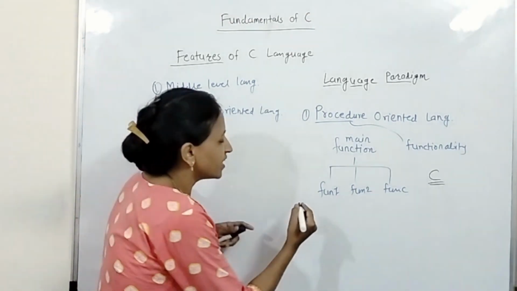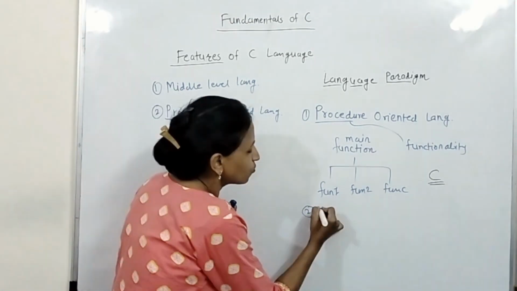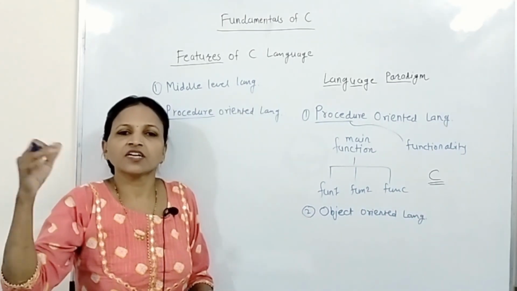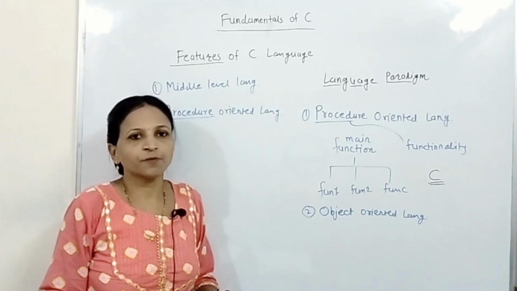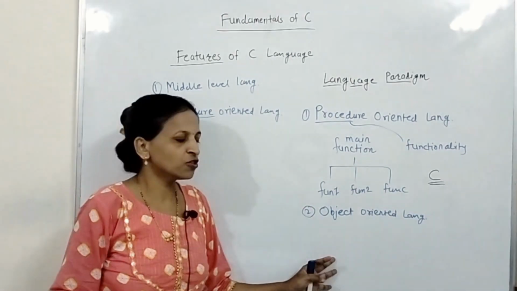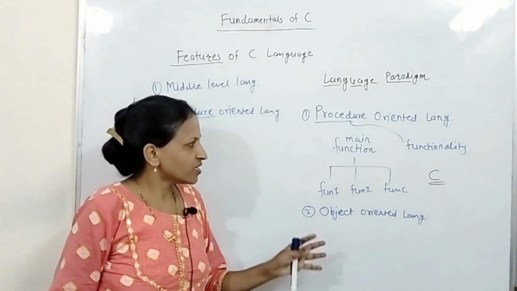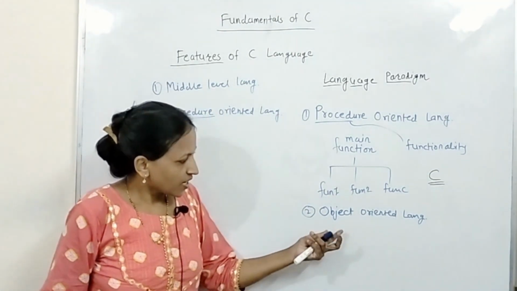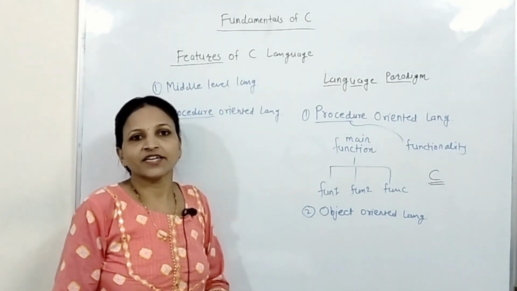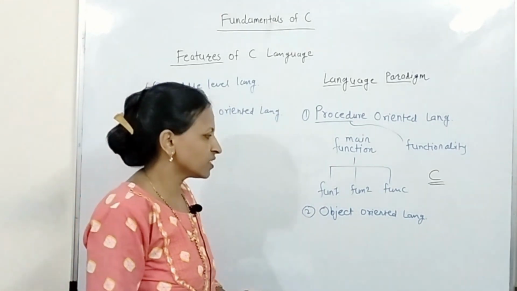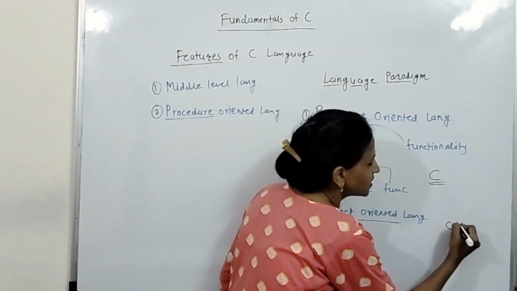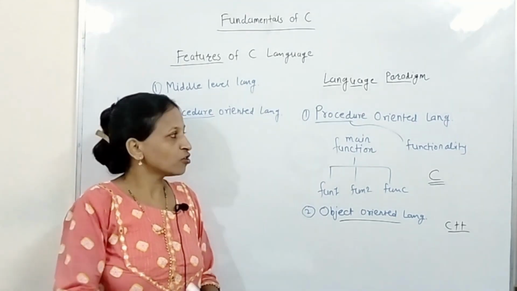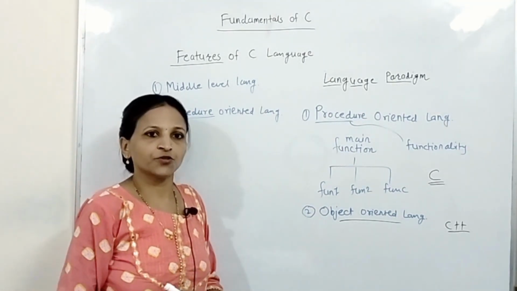Now the next paradigm is the object oriented language paradigm. There are many other paradigms also, but for C and C++, if you know procedure and object, then it is enough. That's why I am explaining only these 2 points here. Procedure oriented we have already explained, and now the next point is object oriented language paradigm. The best example of this is C++. Java is also an object oriented language. Python follows both approaches, procedure as well as object oriented.